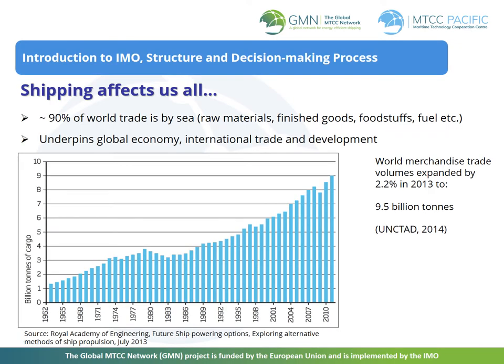Today, around 90% of world trade is carried by the international shipping industry. Without shipping, the import and export of goods on the scale necessary to sustain the modern world would not be possible. There are more than 50,000 merchant ships trading internationally. They transport every kind of cargo. The world fleet is registered in over 150 nations and manned by more than a million seafarers. World merchandise trade volumes expanded by 2.2% in 2013 to 9.5 billion tons.